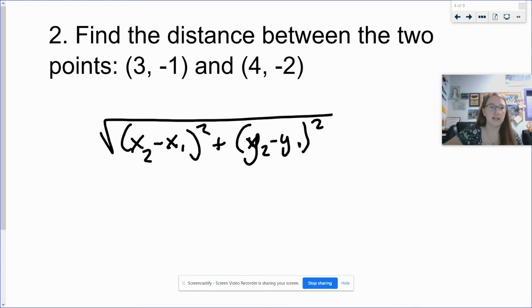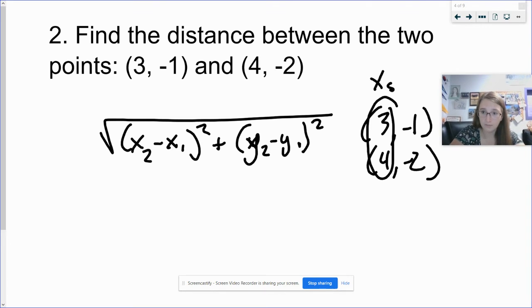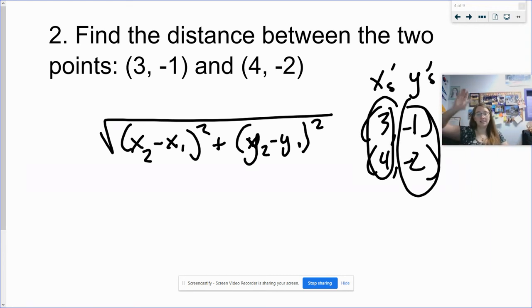Now here's the other thing. Again, guys, heed my advice. Stack the points on top of each other. Write them down. 3, -1, and 4, -2. The reason why I tell you to do this is because, again, in each parentheses, we need the x's together and we need the y's together. These are my x's and these are my y's. So when you stack them on top of each other, it's easier to see what numbers go together.